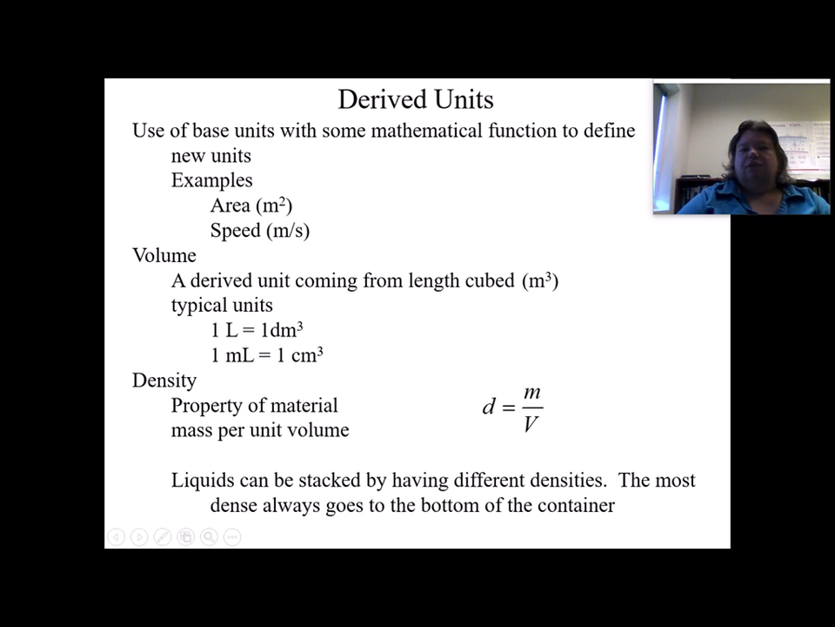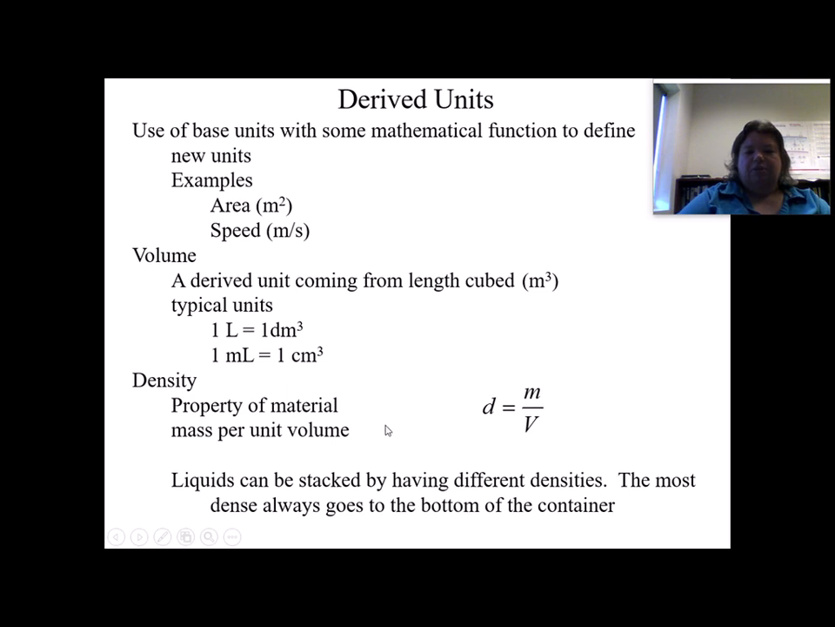For those of you who are in the Vet Tech program, you'll often see cc's when you're doing shots, injections, that type of thing. A cc is a cubic centimeter, so it's the same thing as centimeters cubed or milliliter. So if you have a syringe and you're supposed to give 0.5 cc's, that's 0.5 milliliters. It's a one-to-one thing.